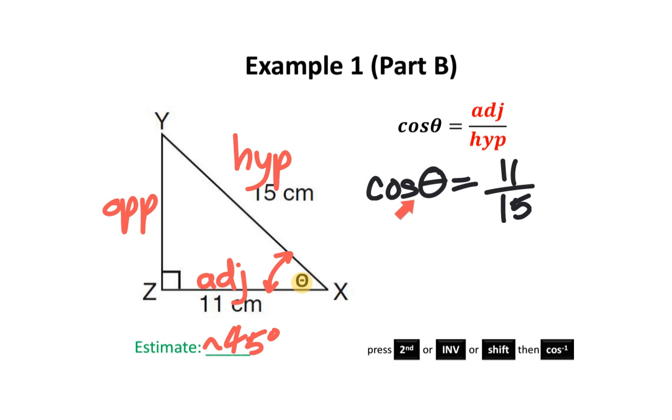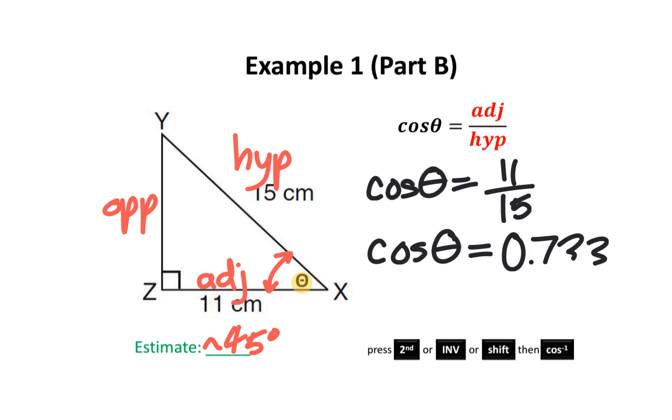I can't really do anything with cos theta right now, so that is going to stay the same. But what about 11 over 15? That is the same thing as 11 divided by 15. I want you to put that into your calculator. You'll get a long decimal, but I'm going to round this to 0.733.